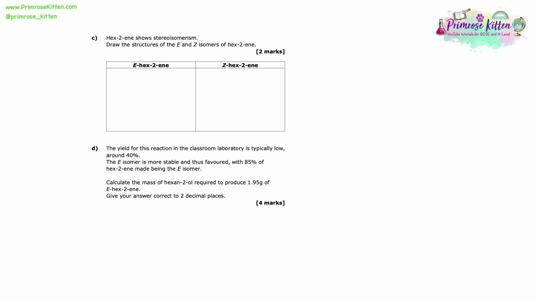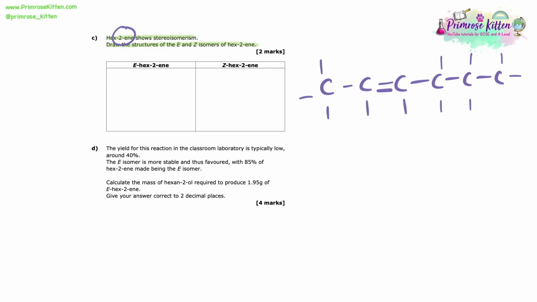Hexene shows stereoisomerism. Here we're asked to draw the structures of the E and Z isomers of hexene. So to get started here, I'm just going to do a really rough outline of what hexene looks like. I'm not going to draw all the hydrogens, it's just for me to visualise it. I know that the double bond is attached to the second carbon, so I've put that into the right position here. I'm going to fill in the hydrogens, and then I'm going to redraw this in a way that really helps me to do isomers.